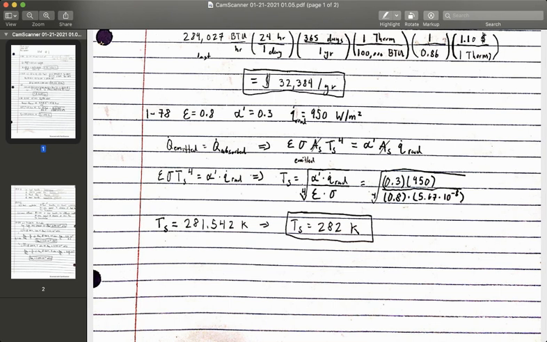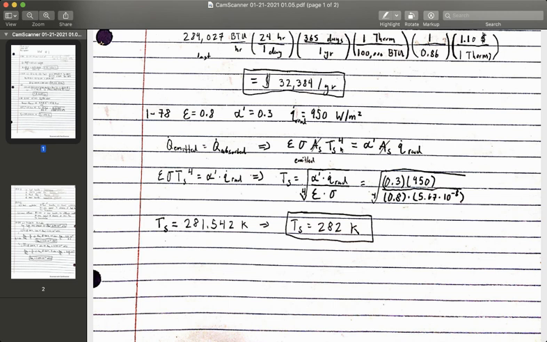1-78 talks about a spacecraft and radiation heat transfer. So since it's radiation, we're going to use these two equations here. We have all the properties given from the problem statement here, and the problem statement tells us to set the emitted heat transfer equal to the absorbed heat. And so we do that here.